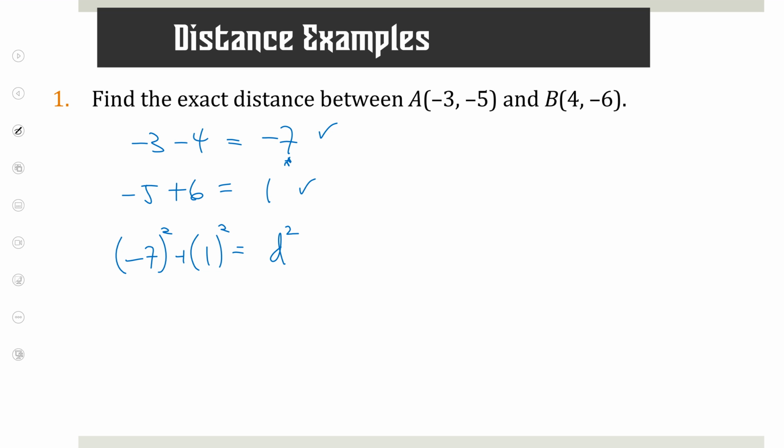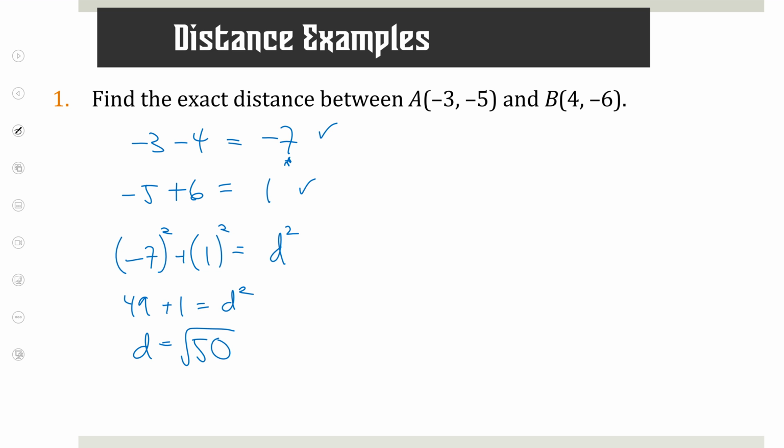How do you have a -7 if you can't have a negative distance? Ooh, great question. We have to pretend. Because what happens when we square a negative number? It becomes positive. 49 plus 1 equals distance squared, so d is equal to the square root of 50.